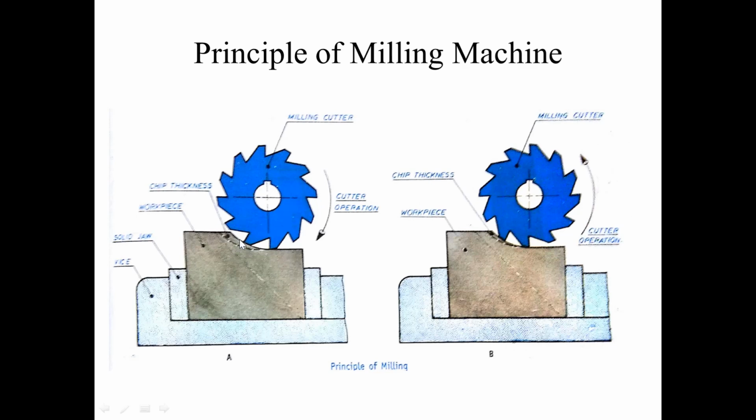And you see the difference in the chip thickness. Here we have a maximum amount of removal of chip or metal. Here we have a very small amount of removal of metal. So by looking at the figures, we can differentiate that up milling will remove metal at a faster rate compared to down milling.